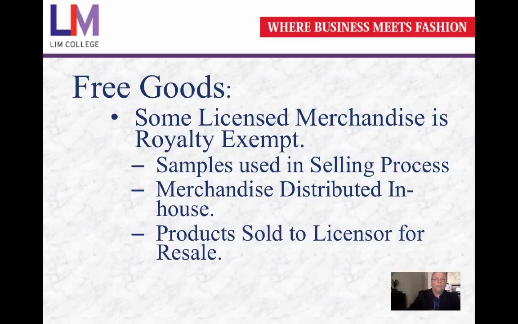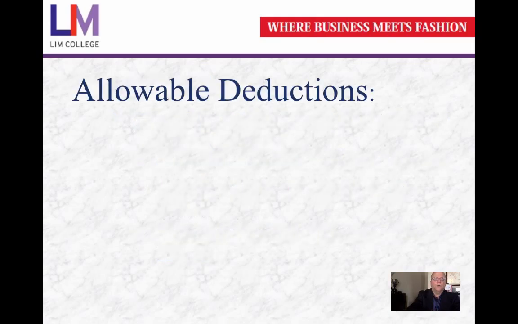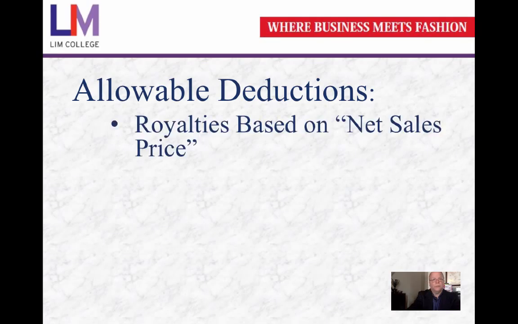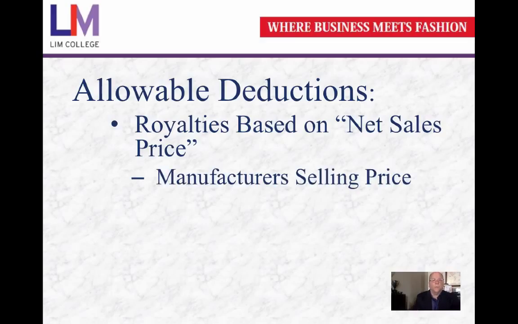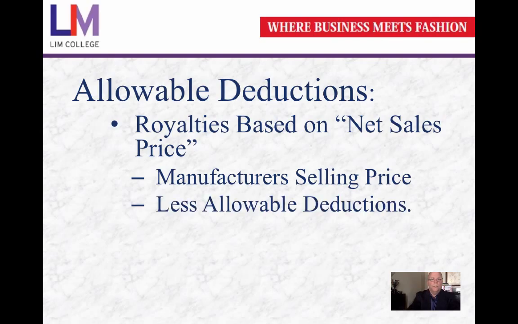Three examples. If I ask you on the quiz, just give me those three examples. There are also other forms of allowable deductions. Royalties are based on net sale prices. We talked before that royalties are predominantly based on the manufacturer's selling price, less allowable deductions. This is the net sale price.